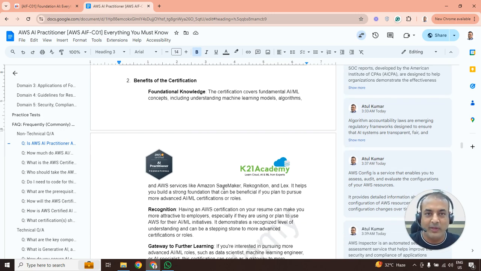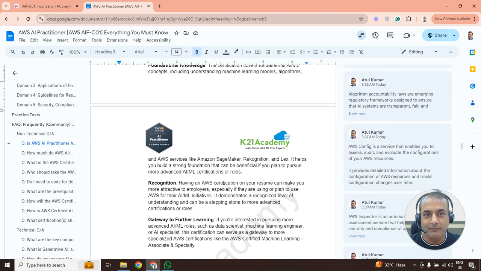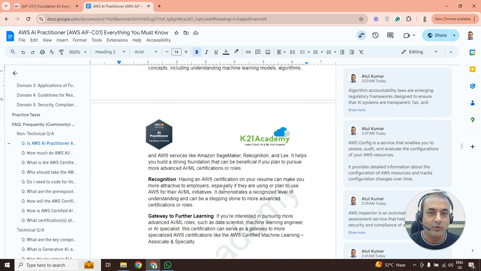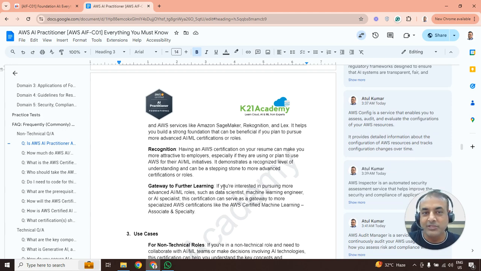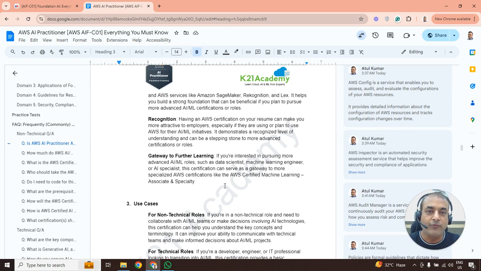Recognition-wise, if you say you're an AWS certified consultant, practitioner, or foundation person, then you will probably get good recognition, at least showing you know something, or more than someone else. It's also an entry point for other learning, like machine learning associate, machine learning specialist, or going deeper into other AI-related certifications.